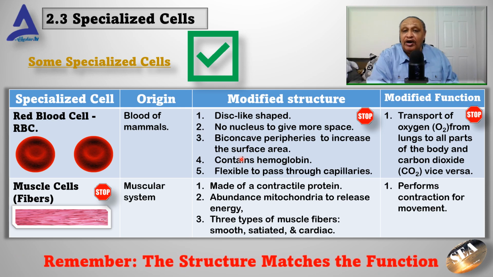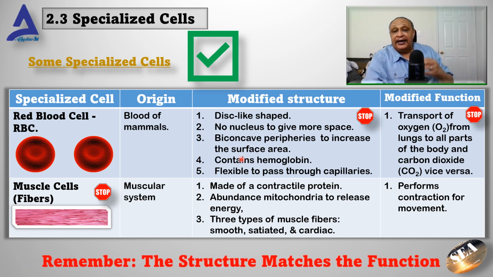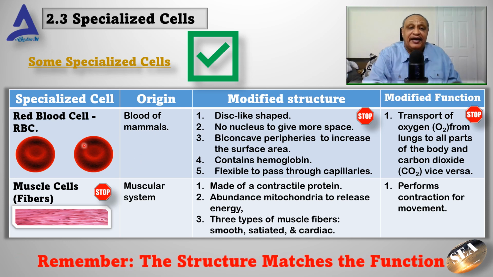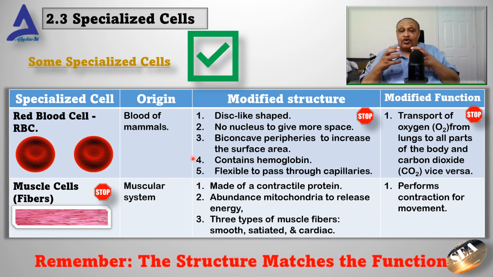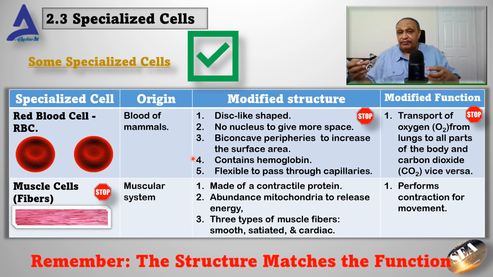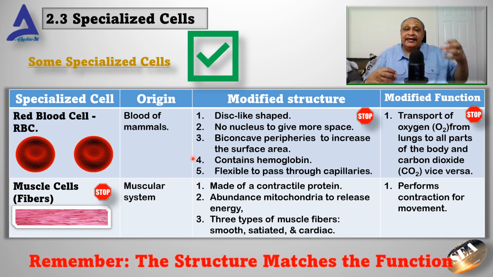Contains hemoglobin. The hemoglobin is a complex compound, and this complex compound provides the red cells with the red coloration. Okay, and it is composed of two compounds, the heme portion and the globin portion. The heme portion is actually iron.